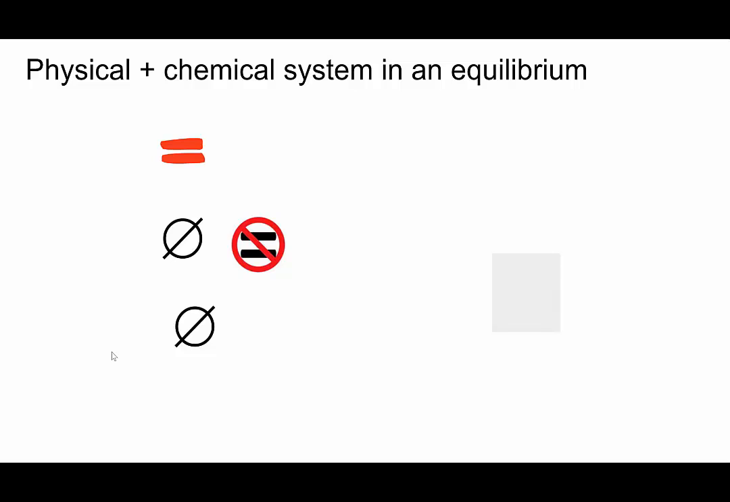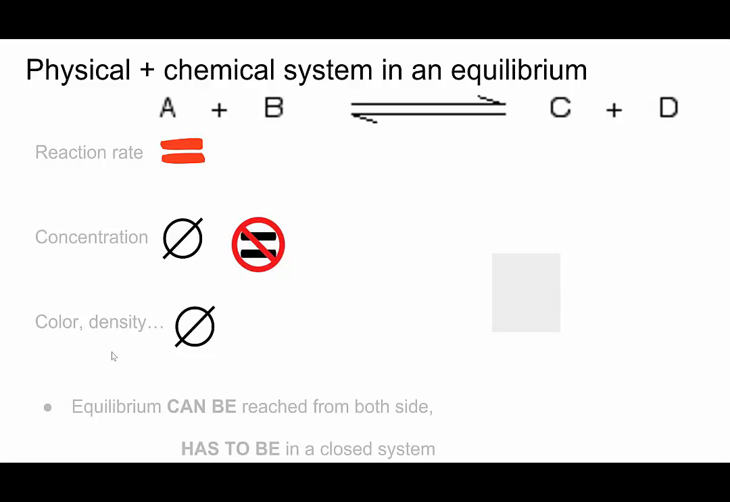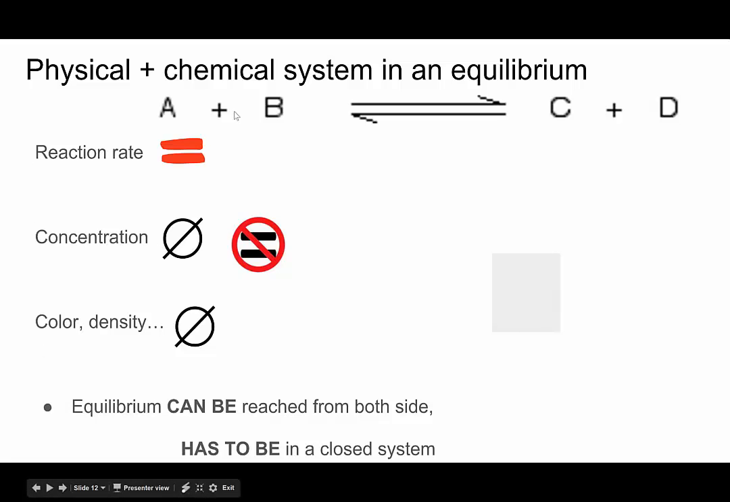Now let's take a look at, in general, what are the physical and chemical properties in your equilibrium system. So for my reaction, A plus B yields C plus D. Throughout the experiment, when it reaches equilibrium, the reaction rates of my forward and backward reactions will be exactly the same.